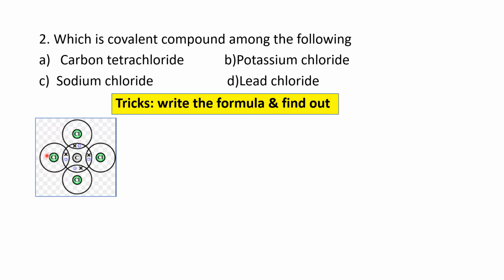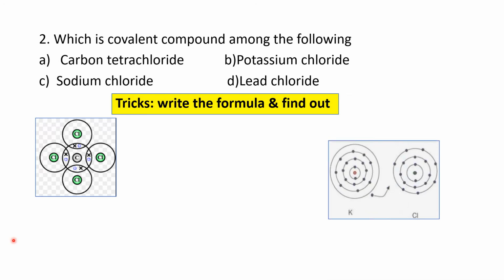So it becomes 4 bonds, and this involves sharing. Both are sharing 1 electron, and it forms a covalent bond. Both are sharing 1 electron and it forms a covalent bond. So the first is the answer for that, and we will see the next ones also.